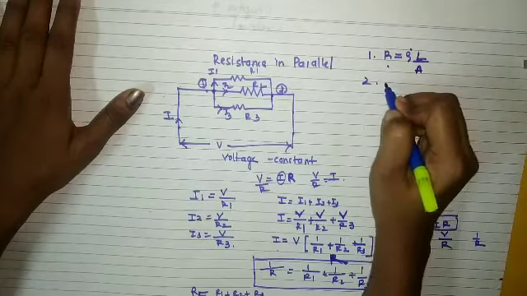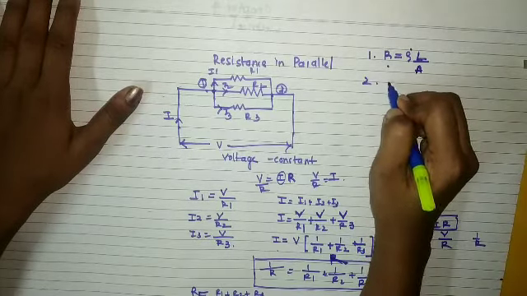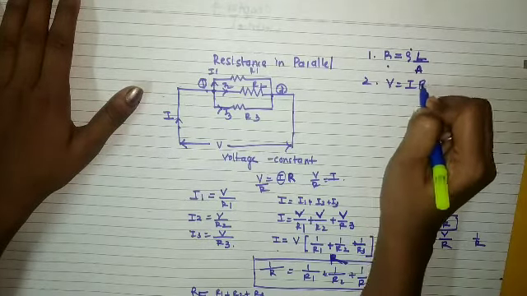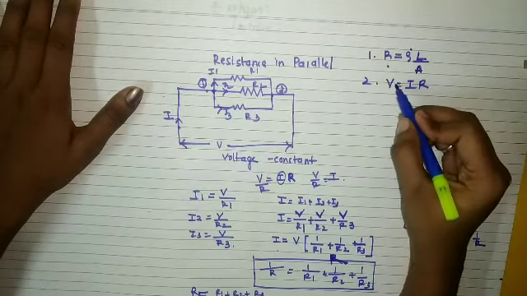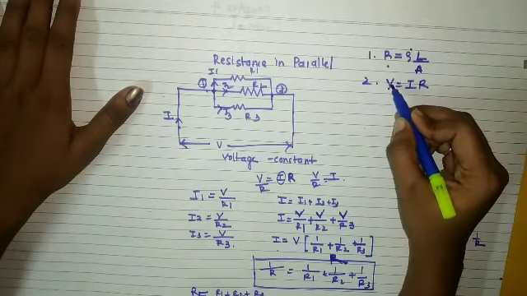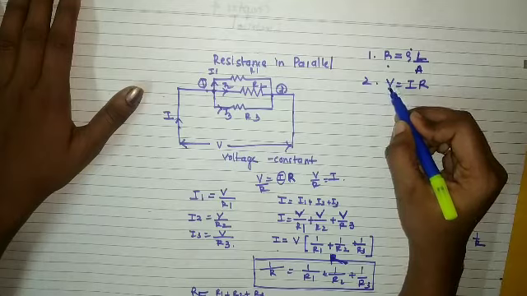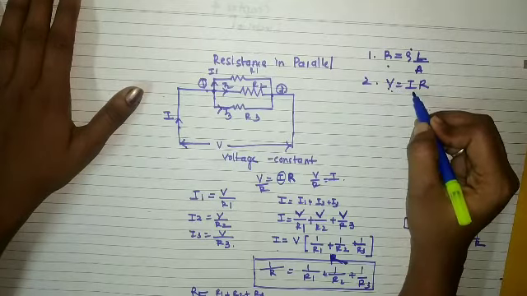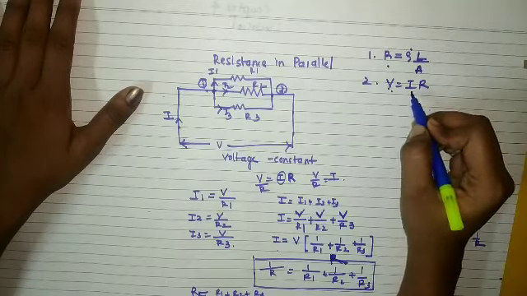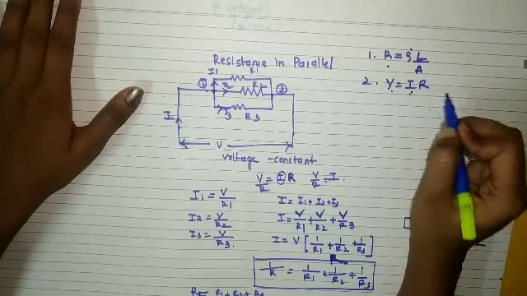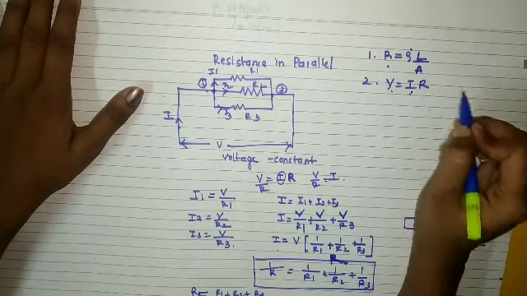Second one, Ohm's law. What does it say? V is equal to IR. That means the potential difference in voltage between 2 points is directly proportional to the current when the physical condition, the temperature, is kept constant.